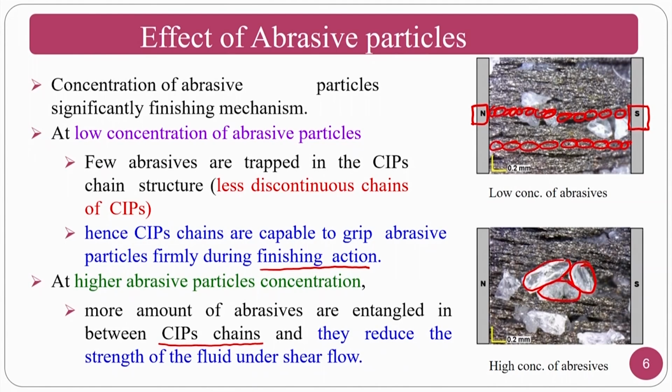if you have more abrasive particles, there may be a chance of formation of agglomeration. At the same time, my magnetic field strength is constant, my CIP particles which are forming the chain are constant, and I am varying the abrasive particles. In one condition my abrasive particles are less, in another condition my abrasive particles are high. Whenever the abrasive particles are less, what will happen is that my CIP chains have a sufficient amount of strength to hold the abrasive particles, so that they can finish the workpiece surfaces in a good way.